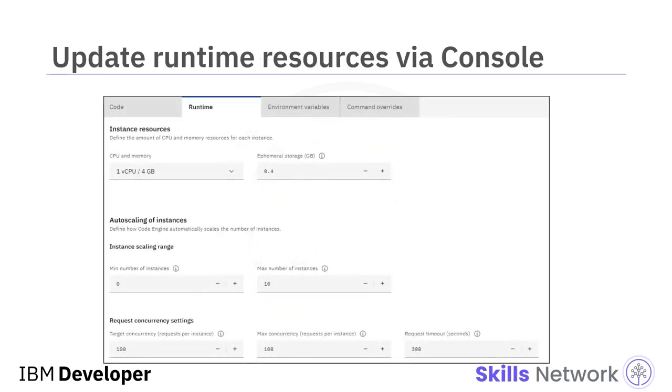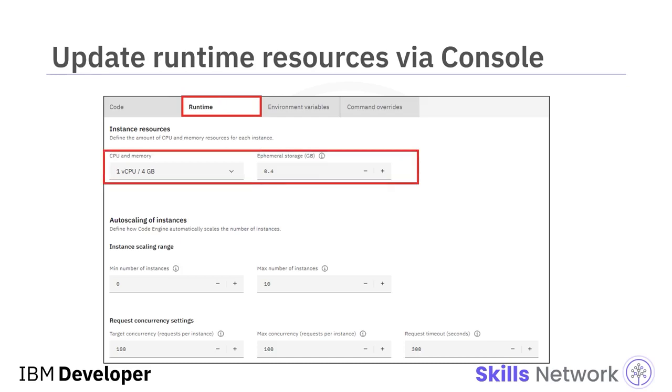If your application instances have very long response time or very high CPU and memory usage, you can increase the application's runtime resources. To do so, go to your application page and click the Runtime tab. Then you can update the CPU, memory, and ephemeral storage of your instance as per your requirements. If you want your application to scale up or down, you can also update the scaling and concurrency settings on the same UI.